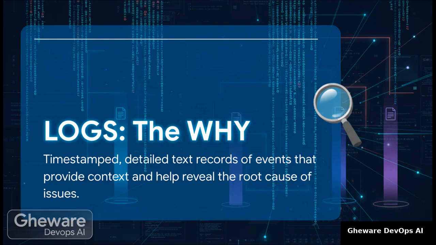So if metrics are the what, our second pillar, logs, tells you the why. These are super detailed, time-stamped records of events. A log entry is literally the system talking to you. It's saying, hey, I tried to connect to the database and it refused, or I hit a null pointer exception right here on this exact line of code.